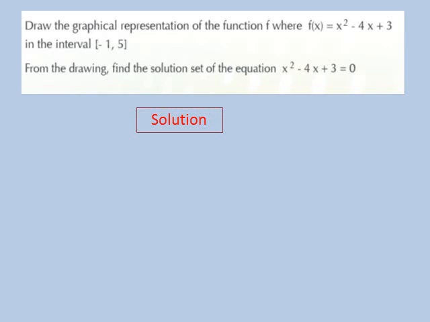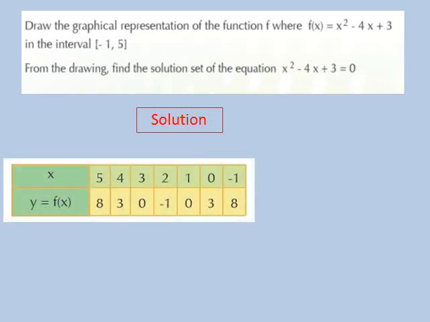The word start will appear. Start means the start of the interval, which is -1. You will write -1 and equal. The word end will appear. End means the end of the interval, which is 5. So you will press 5 and press equal. There is a word step and the value is 1. We will keep this value.